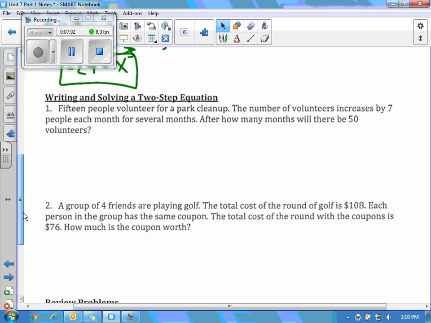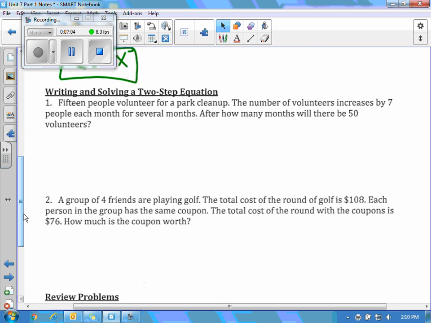All right, moving on, we have writing and solving a two-step equation. We have a couple of word problem examples. The first one says 15 people volunteer for a park cleanup. The number of volunteers increases by 7 people each month for several months. After how many months will there be 50 volunteers? So we're starting with 15. We're going to add 7 each month. The question asks, after how many months will there be 50 volunteers? So we want 50, and I'm looking for how many months.